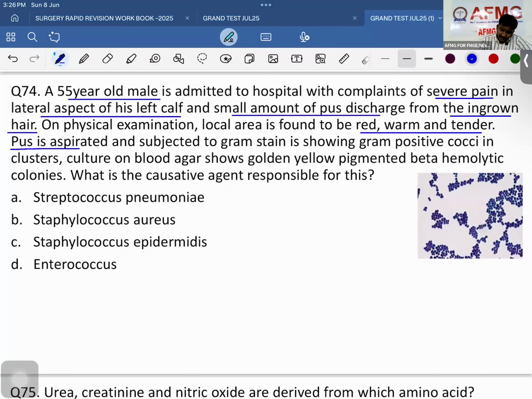Pus is aspirated bache and subjected to the gram stain. Okay, and that is showing you gram positive cocci beta, which are present in clusters. This definitely makes it very clear beta, gram positive cocci in clusters. Culture on blood agar was done beta, it shows golden yellow pigmented beta hemolytic colonies. Matlab beta hemolysis can be shown by this organism beta. What is the causative agent responsible for this?